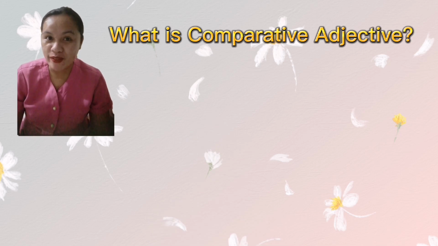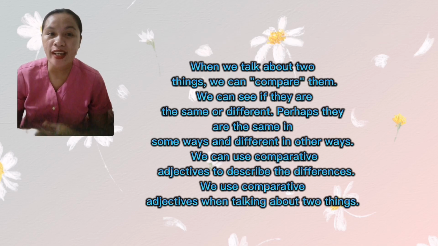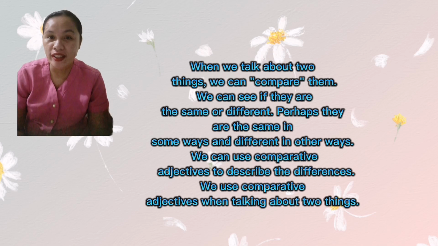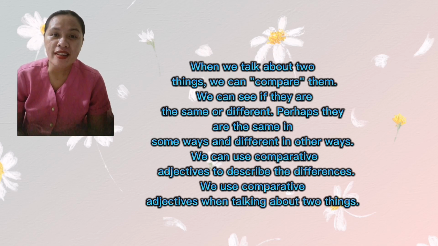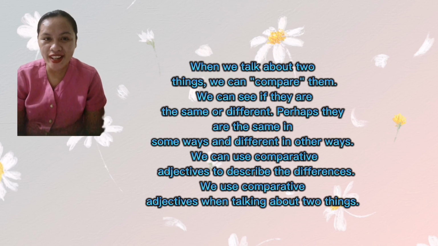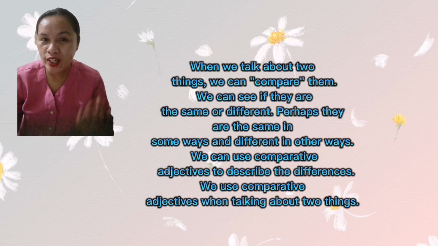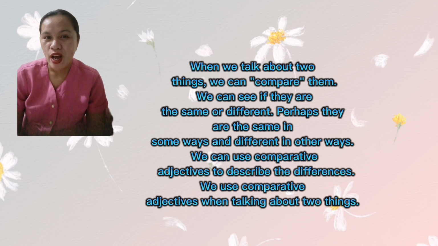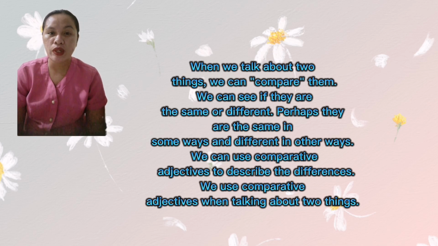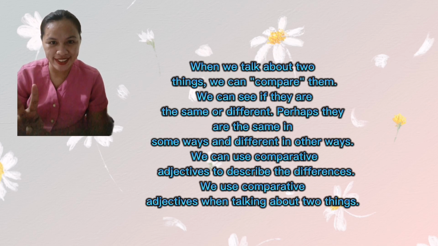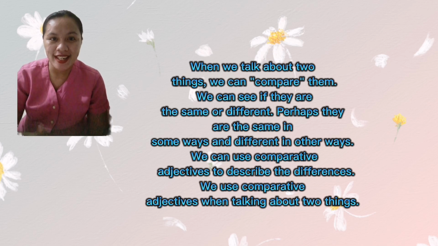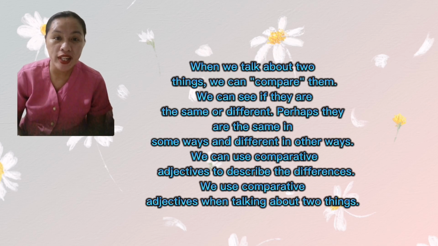What are comparative adjectives? When we talk about two things, we can compare them. We can see if they are the same or different. Perhaps they are the same in some ways and different in other ways. We can use comparative adjectives to describe the differences. We use comparative adjectives when talking about two things. Remember, when we are talking about two things, not three things or more things.